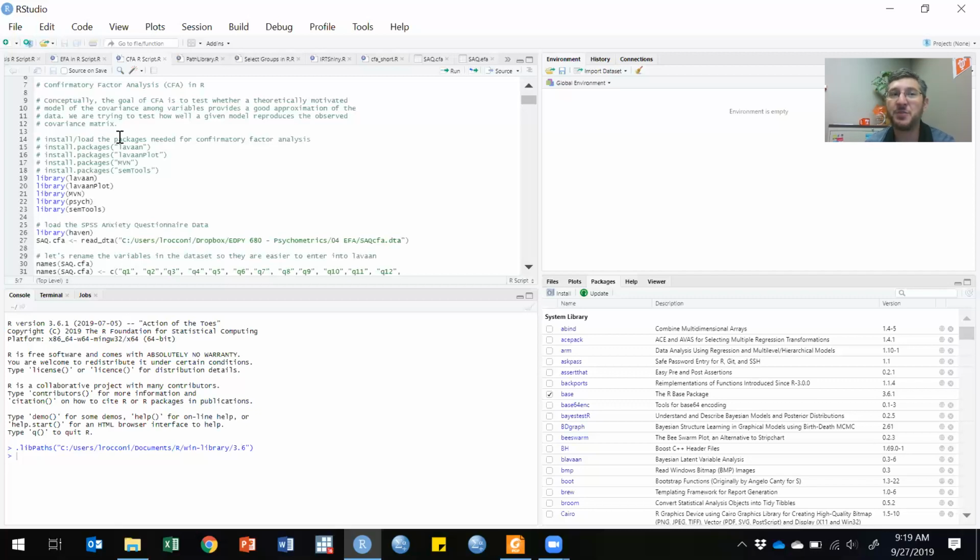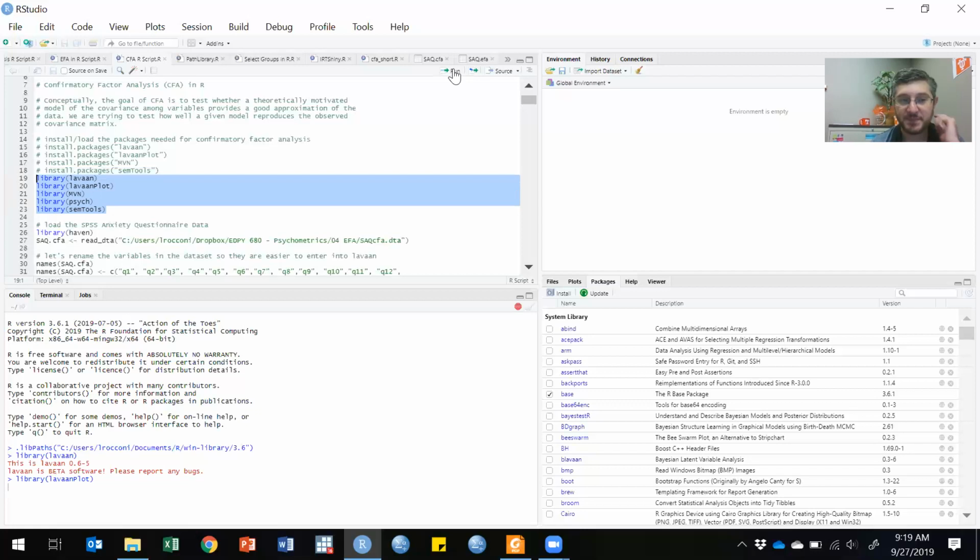The main package we're going to use in R is this lavaan package. It stands for latent variable analysis. We're also going to use the lavaanPlot command, and then we'll use our friendly psych package again, and then there are some SEM tools and a package for multivariate normality that we'll also install here as well.